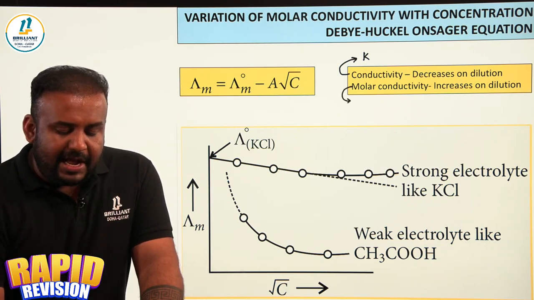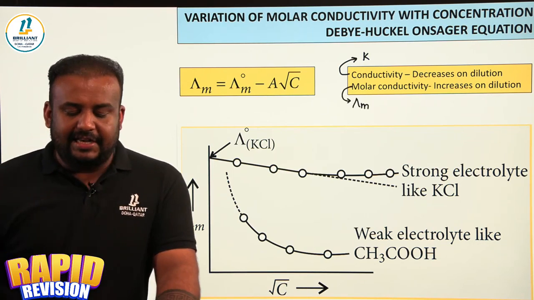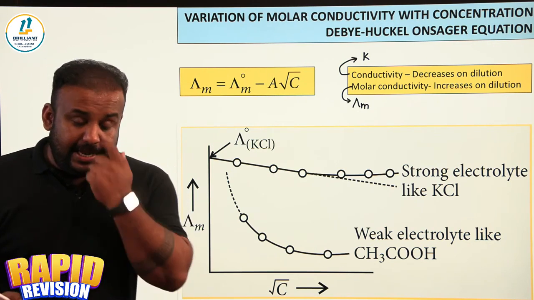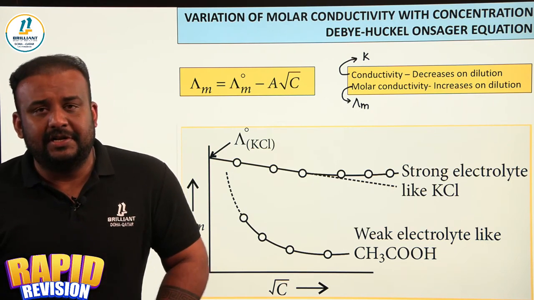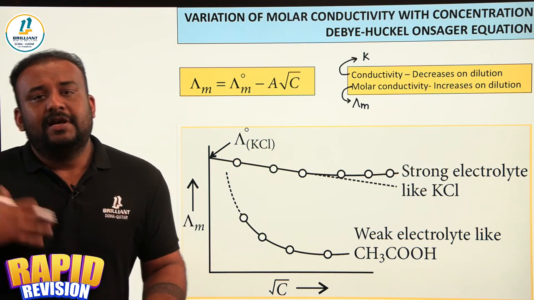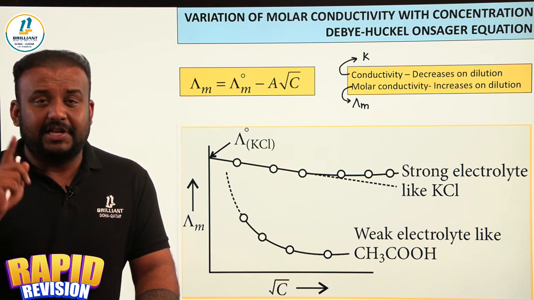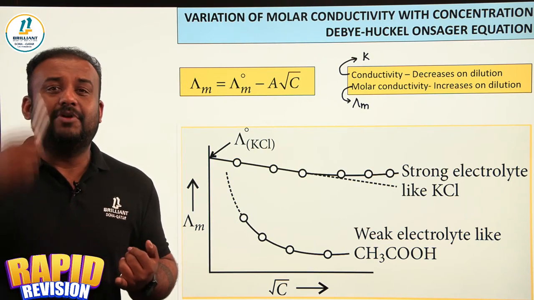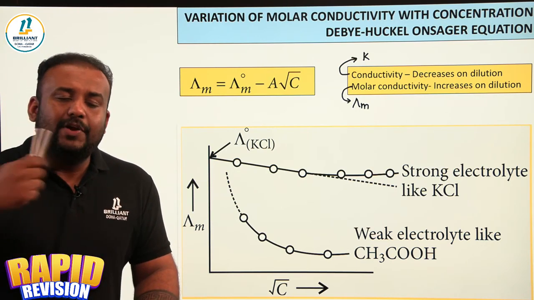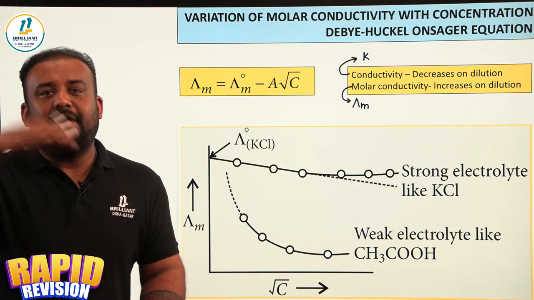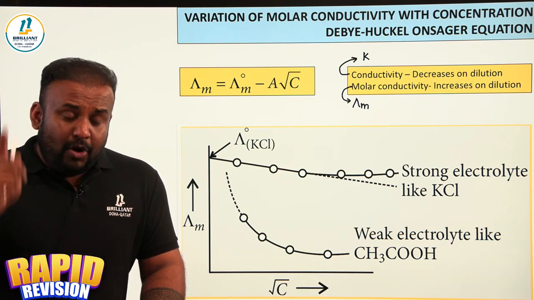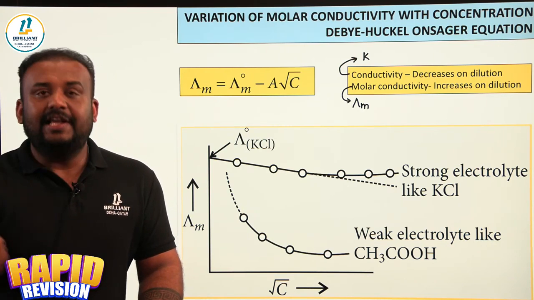But lambda m, molar conductivity, increases on dilution. This is one of the statements that students most often get confused about: the variation of conductivity and molar conductivity. Conductivity decreases because the number of ions per unit volume decreases when you add more and more water. Molar conductivity, on the other hand, increases on dilution.